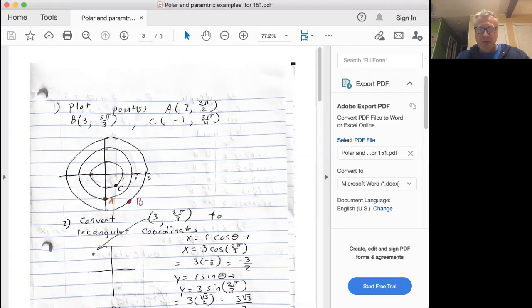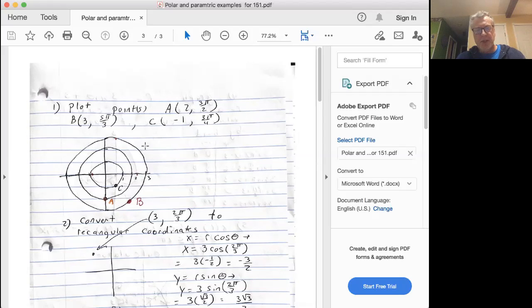So we have a radius of 2, and we want to go to 3 pi over 2. So here's our radius of 2. So there's pi over 2, 2 pi over 2, 3 pi over 2. We stop there. Okay, the second one here is 5 pi over 3. So this is the radius of 3. So we start here at 3, and we go 1 pi over 3, 2 pi over 3, 3 pi over 3, going along that circle, radius 3, 4 pi over 3, 5 pi over 3.